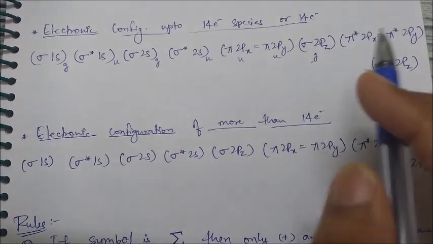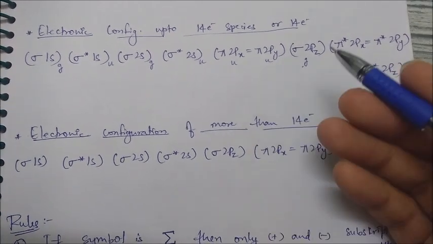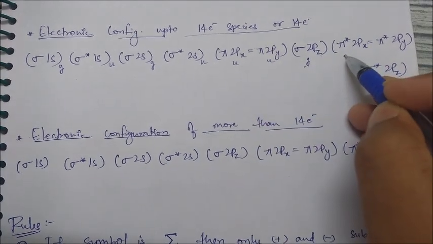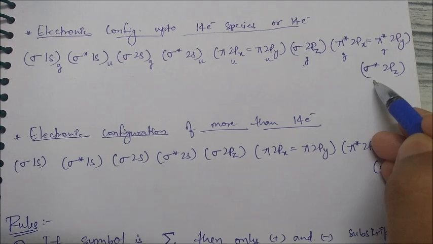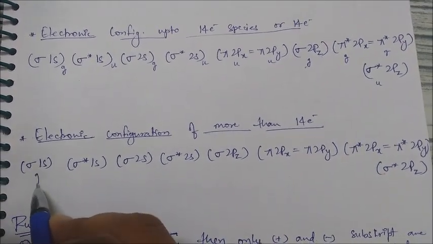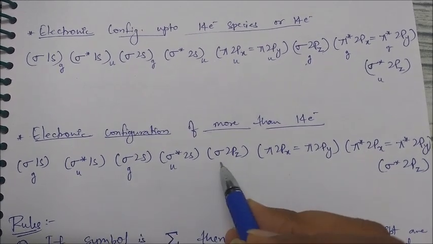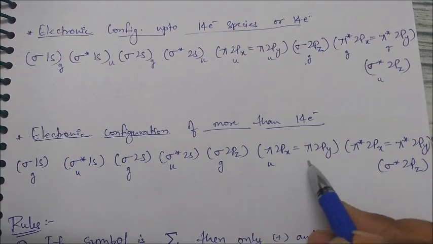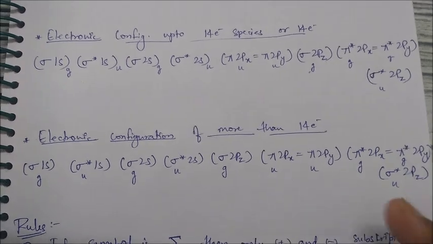This thing you have to keep in mind: the sigma bonding orbital is gerade, and for pi it is the reverse, meaning pi bonding orbitals are ungerade and anti-bonding ones are gerade. So this will be gerade, this will be gerade, and since this is sigma anti-bonding, it will be ungerade. Likewise you can number over here also: gerade, ungerade, gerade, ungerade, and then gerade, ungerade, ungerade, gerade, gerade and ungerade. I think this much you have understood.